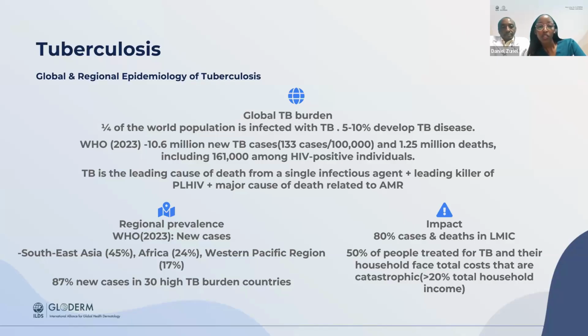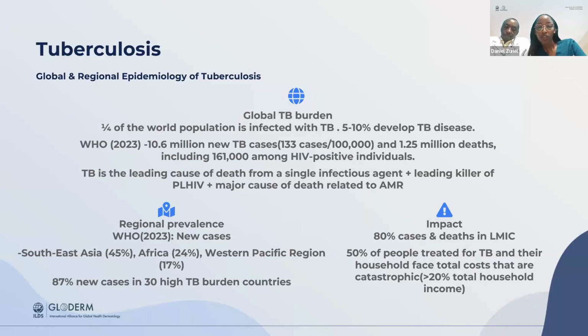According to the global report by WHO in 2023, 10.6 million new TB cases were reported, which translates to an incidence of 133 cases per 100,000 people, and 1.25 million deaths were reported in that global report. Among these patients, 161,000 persons had HIV. Tuberculosis is the leading cause of death from any single infectious agent, and it has now overtaken COVID, which was previously the most common cause of death in 2020 and 2021. It's also the major cause of death related to antimicrobial resistance.